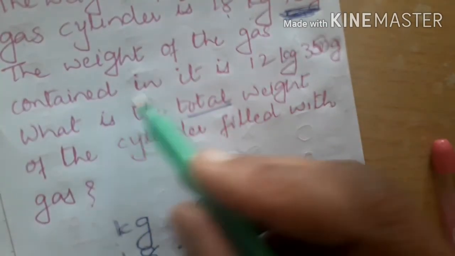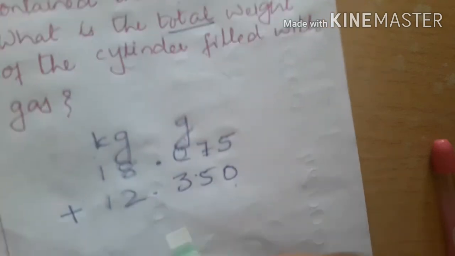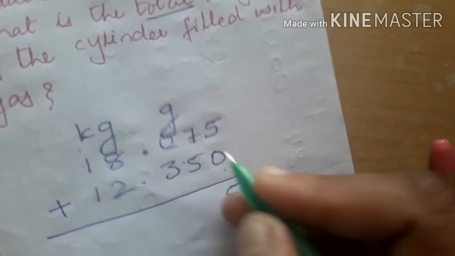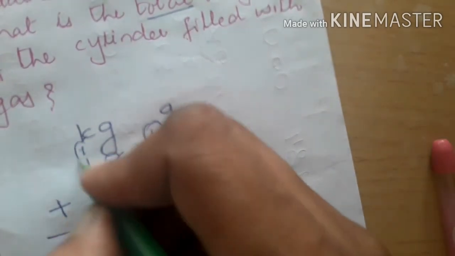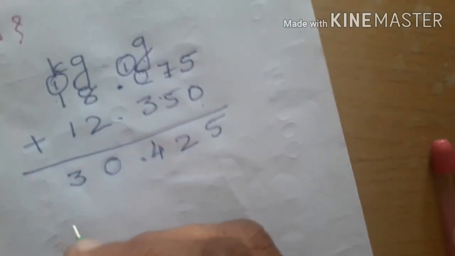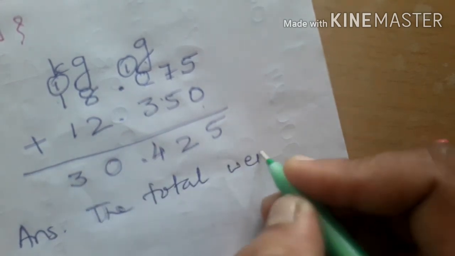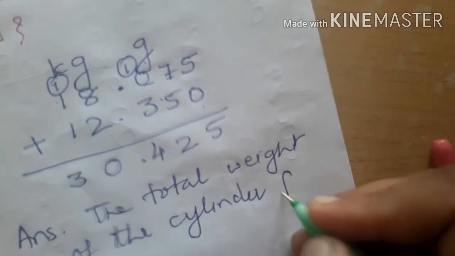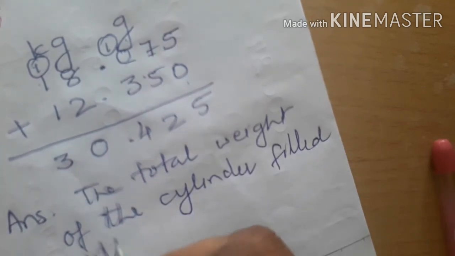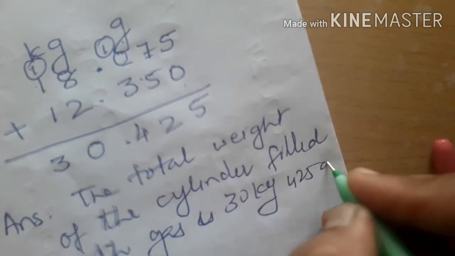And then the weight of the gas contained in it is 12 kg 350 grams. So 12 kg and 350 grams. This is already in 3 digits. So I have written it as it is given. So this is 5, 12, this is 4 and this is 10, 3. Okay. So what is the answer? That is the total weight. You will write it as the total weight of the cylinder filled with gas is 30 kg and 425 grams.